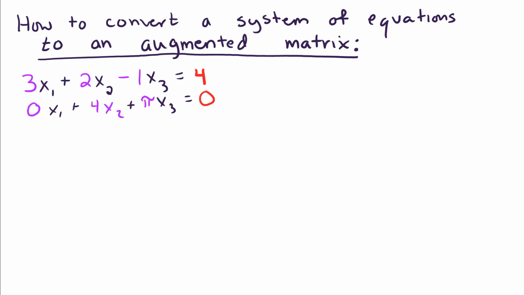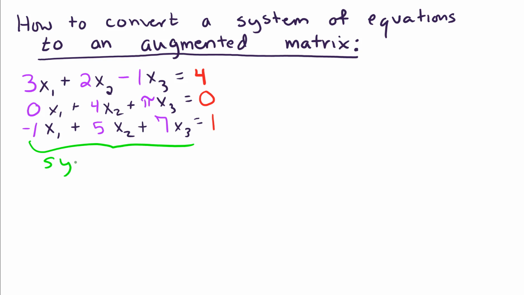And for our last equation, we will have a negative 1 x1 plus 5 x2, and let me be consistent with my coloring here. We keep the variables in black and the coefficients in purple. And our last coefficient here will be a 7 times x3, and that'll be equal to 1. So there's our system of equations. So let's label this system of equations. Linear system, to be more specific.